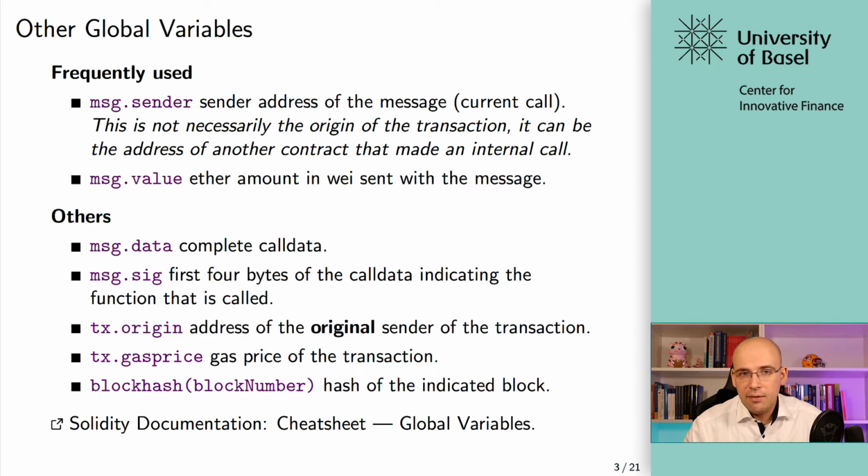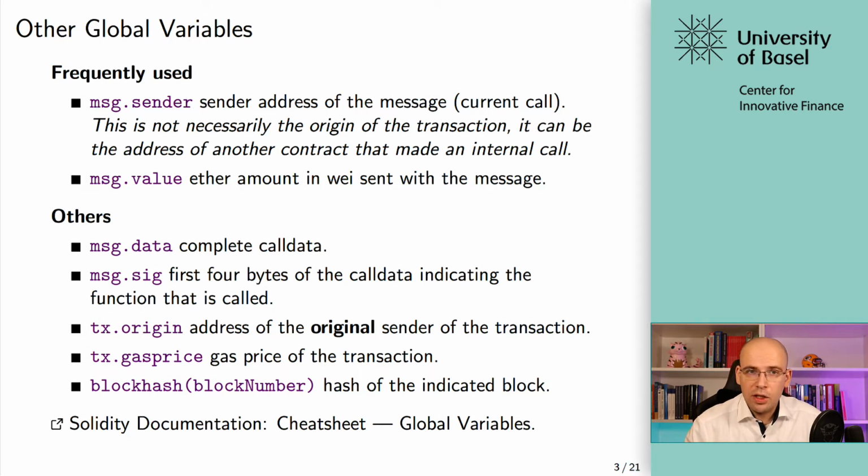Message value is the ether amount in wei sent alongside the message as part of the message. And then you have others like message data, that's the complete call data. Then you have message sig, that's the first 4 bytes of the call data. That indicates basically what function has been called. That's the function signature.